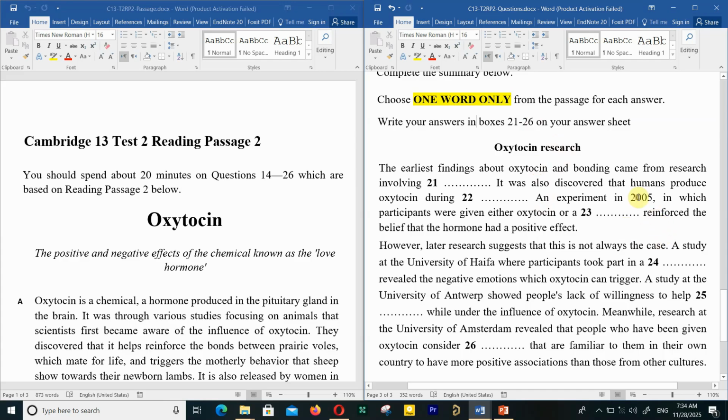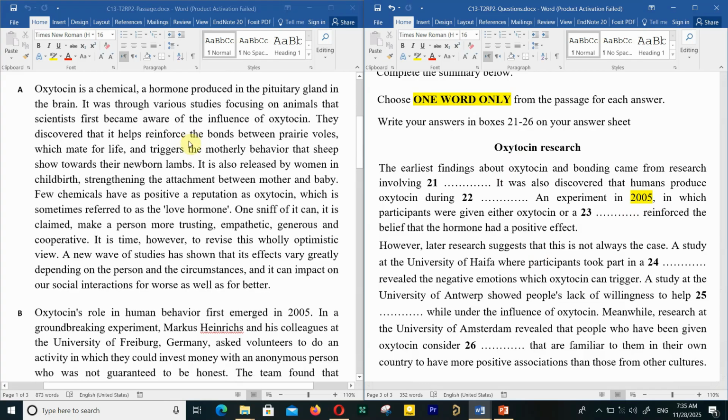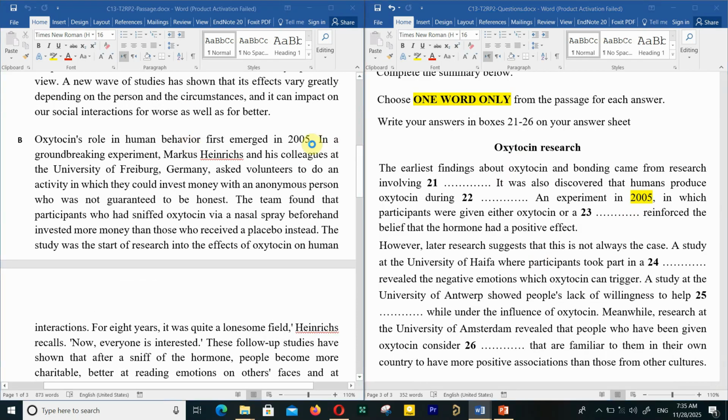This is the number 2005. It's really easy to find. This is not the first question, it's not related to the first question, but it is really easy to find. So I'm going to find this one, and then maybe a paragraph before that I'm going to start my reading to locate the answer. Just scan the passage. So here it is: in 2005. This is the time.